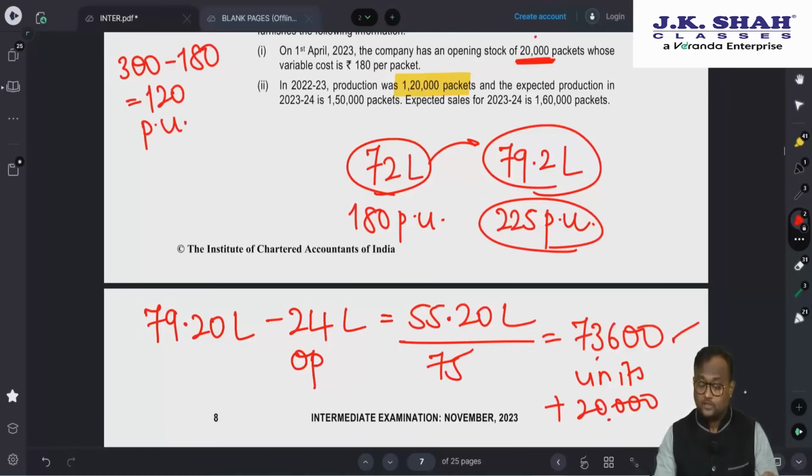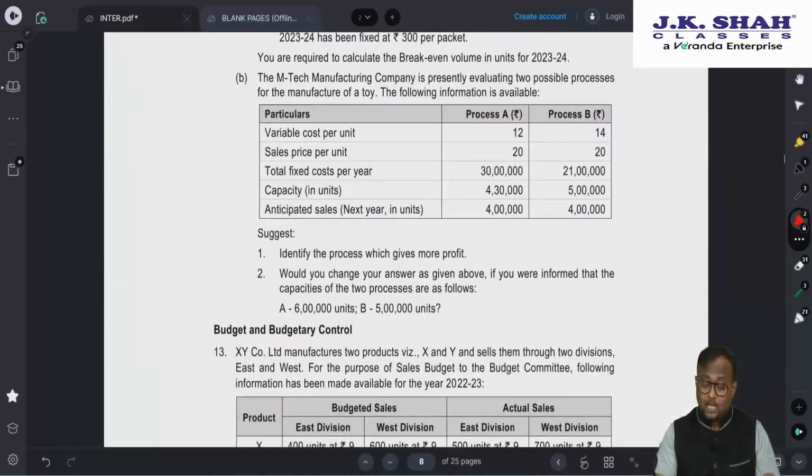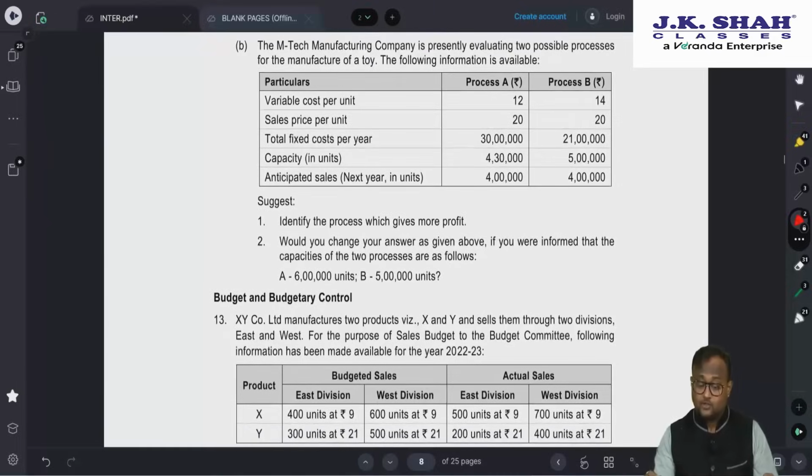That was your answer. In part B, they have given variable cost as 12 and 14, selling price as 20 and 12. So, contribution is 8 and 6. Fixed cost is 30 and 21, capacity is 4 lakh 30 and 5 lakhs. Anticipated sales next year is 4 lakhs and 4 lakhs. Identify the process that gives more profit.